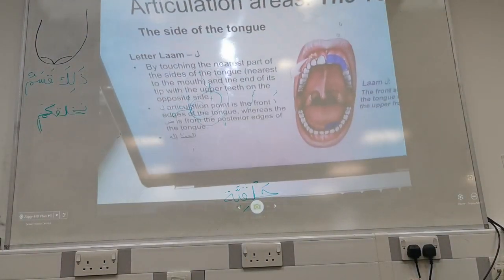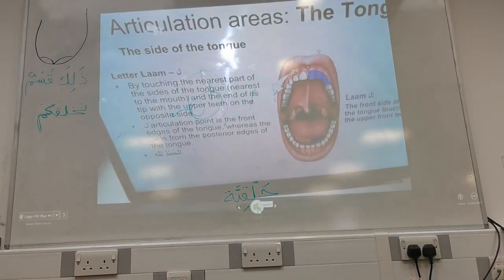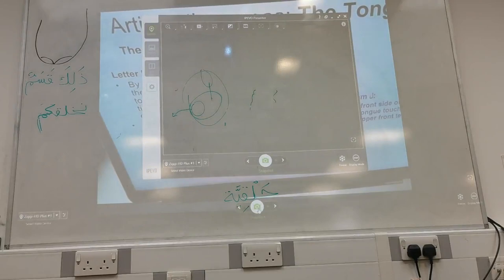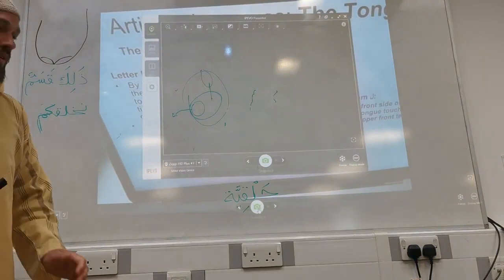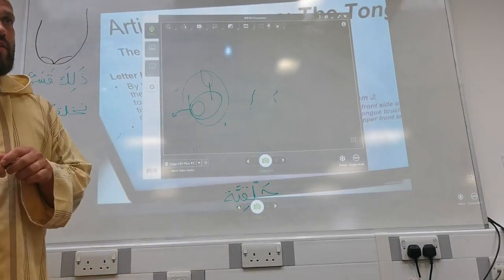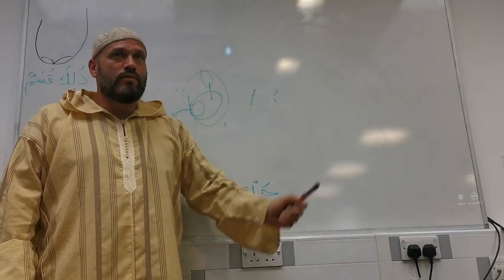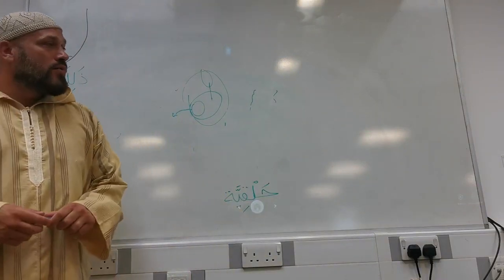This is the side of the tip of the tongue. It's still called the tip of the tongue, but it's the sides. There are five categories, but don't worry about that yet. We're going to mention all of that again. Okay?